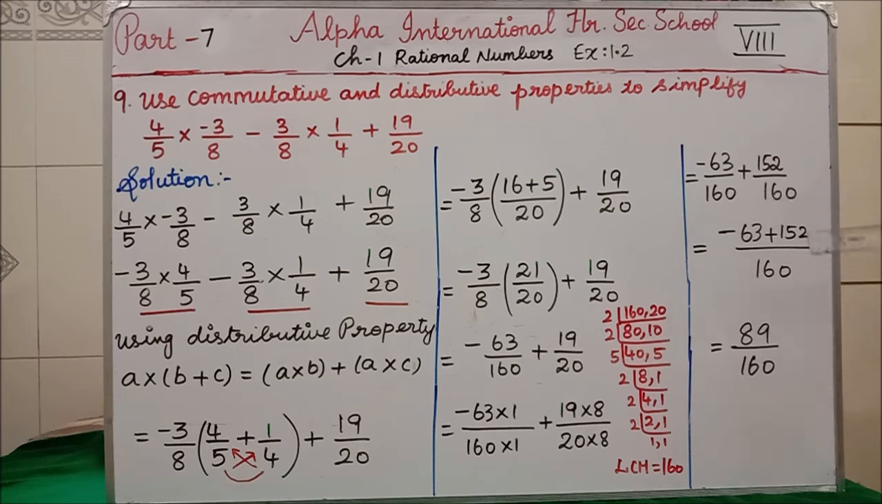Now here also 160, here also 160. So write only 160, and minus 63 plus 152 in the numerator. If you subtract, we are getting 89. Clear? Here plus and minus means you have to subtract. After subtracting you have to see the sign of the greater number. Here 152 is positive, so we are getting positive 89 divided by 160.